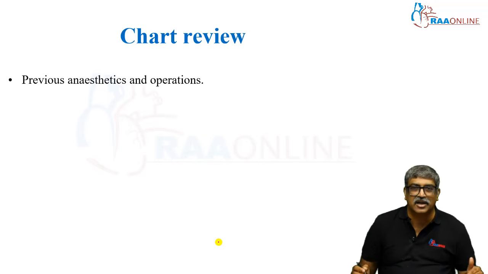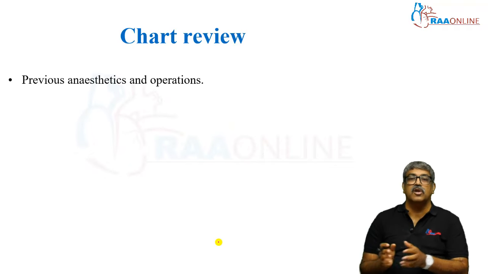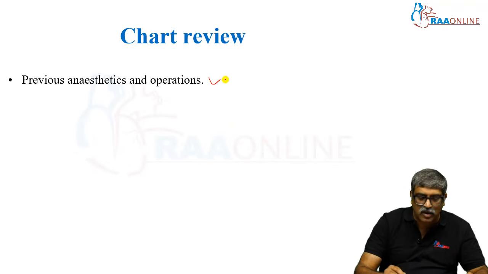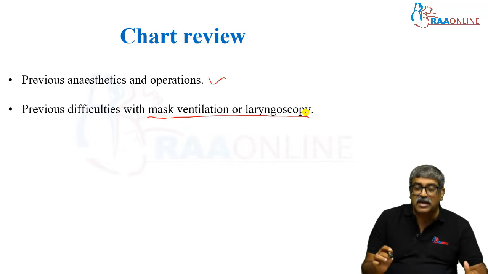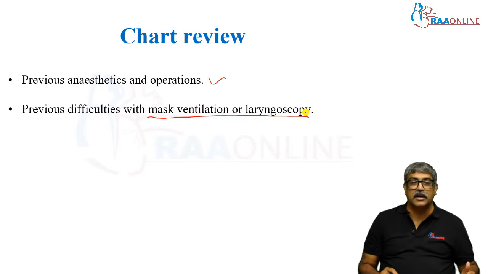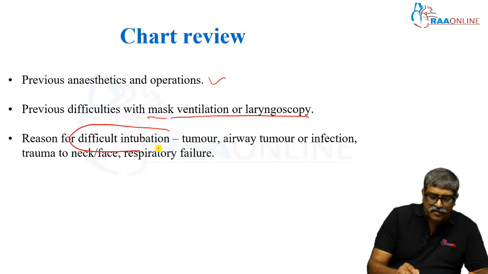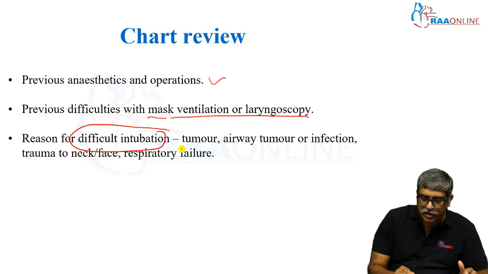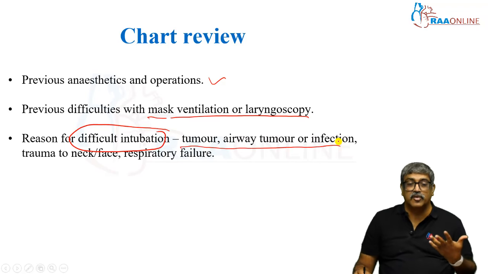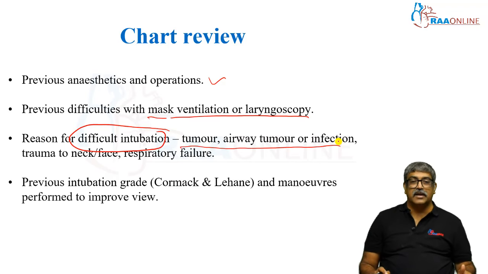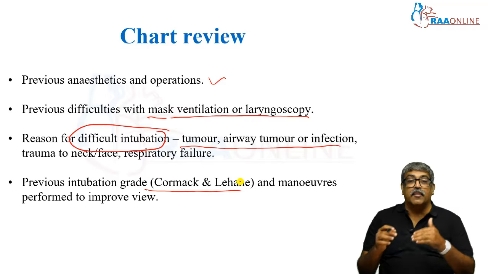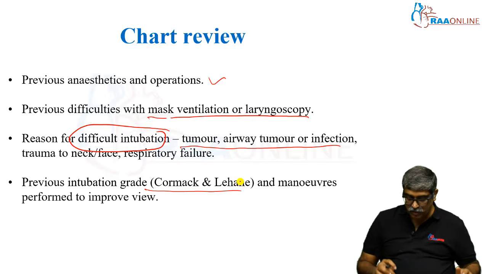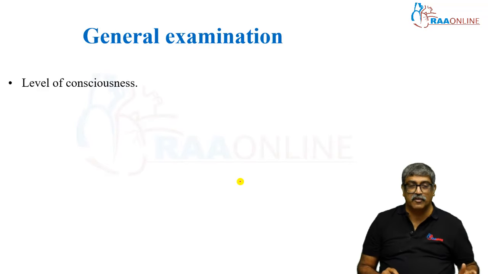Now coming to chart review. The patient might have undergone some anesthesia before, so you should look at the chart. You should look at the previous anesthetics administered and what surgery the patient has undergone. Any difficulty with mask ventilation or laryngoscopy is documented in the chart. And if intubation was difficult, what was the reason for difficult intubation, like any airway tumor, infection, trauma to the neck, or respiratory failure. Severe intubation grade, Cormack-Lehane grade, I will explain that later, and maneuvers which were done to improve the view of the glottis in case it was a difficult view of the glottis.